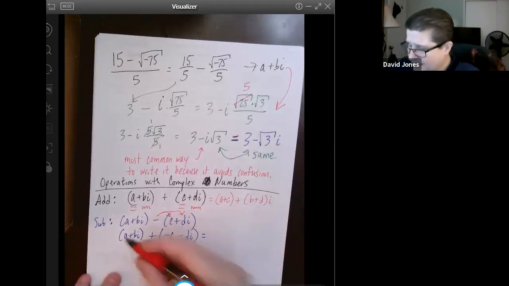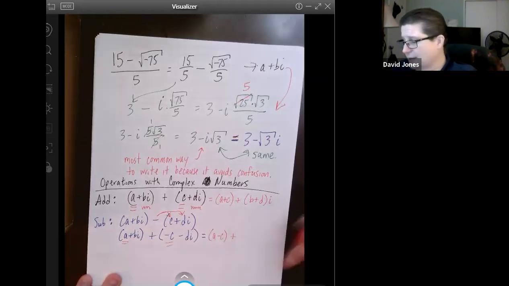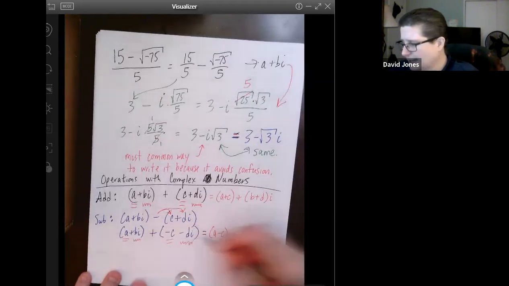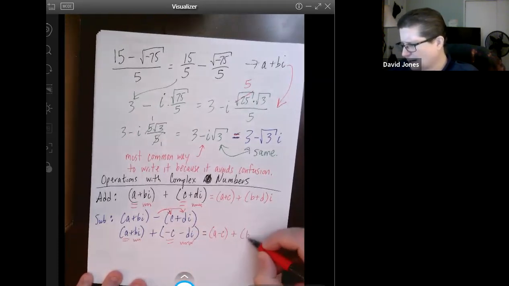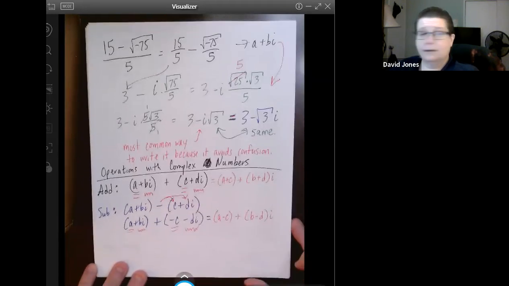A and negative C are the real components. We'll put them together in one parentheses. And then the imaginary component is the Bi and the negative Di. If we factor out the i, it's B minus D times i. Okay?